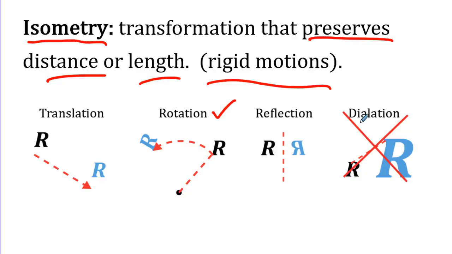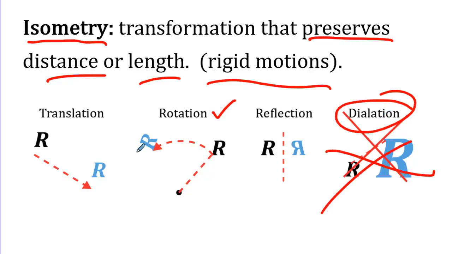And then this one's the rebel. This one's the one that doesn't work. If the R is expanding, getting bigger or smaller, then it's not an isometry. So dilations are not isometries.